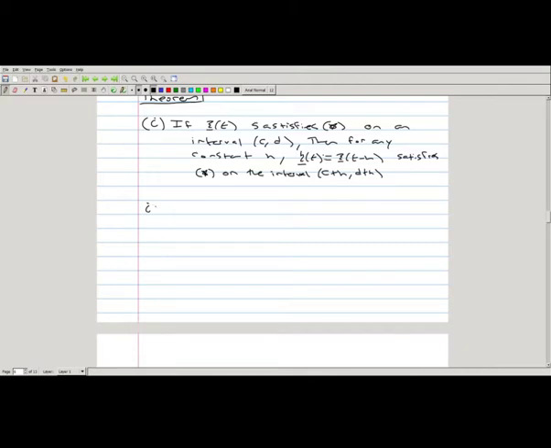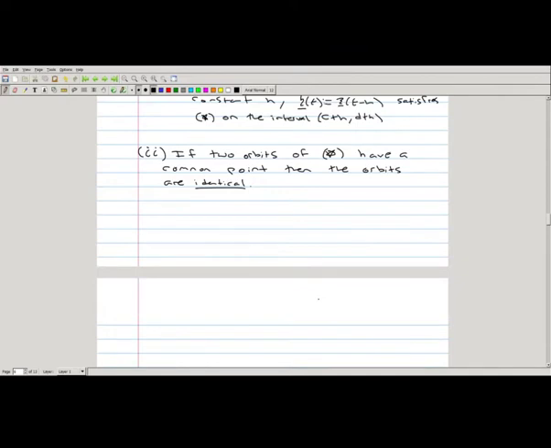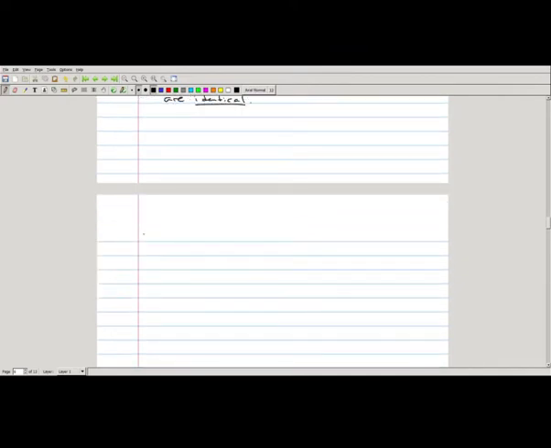Furthermore, we can prove very nicely that if two orbits of the differential equation star have a common point, then the orbits are identical. So this is a theorem that I'll go through the proof of because it's relatively straightforward.